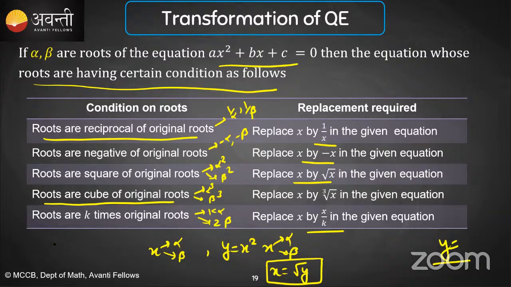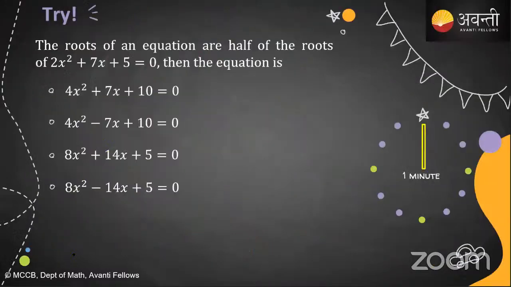Is this clear? Maybe they are asking you that the required roots are alpha by beta and beta by alpha, right? Then how will you do it? That's why you should remember the procedure. You should have a very clear understanding of the procedure. Okay, I hope this is clear to you. Then let's proceed.